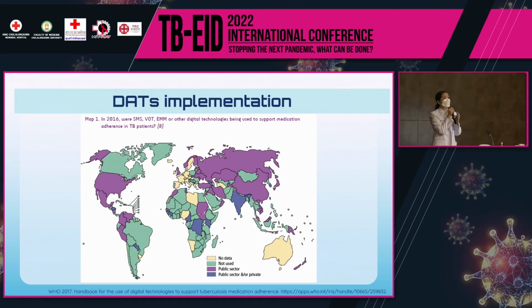In terms of implementation, this is a map from the WHO handbook on the use of digital technology, showing the countries that have implemented digital technology in their TB programs. The purple color shows they have DAT in the public sector, and the dark blue is in the private sector. At that time, Thailand didn't have any data yet.